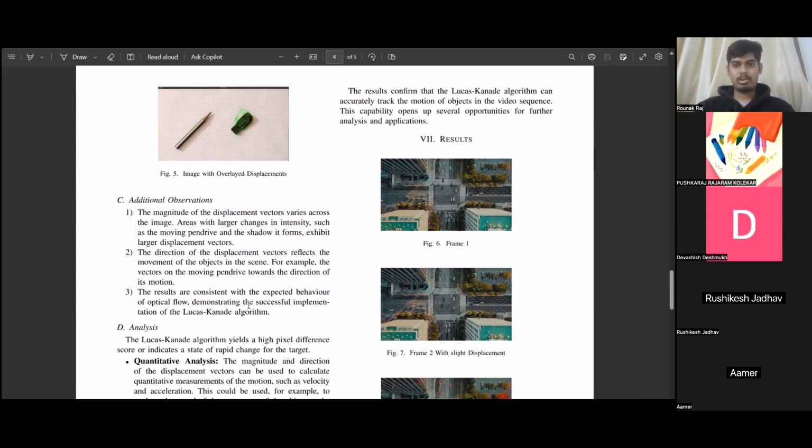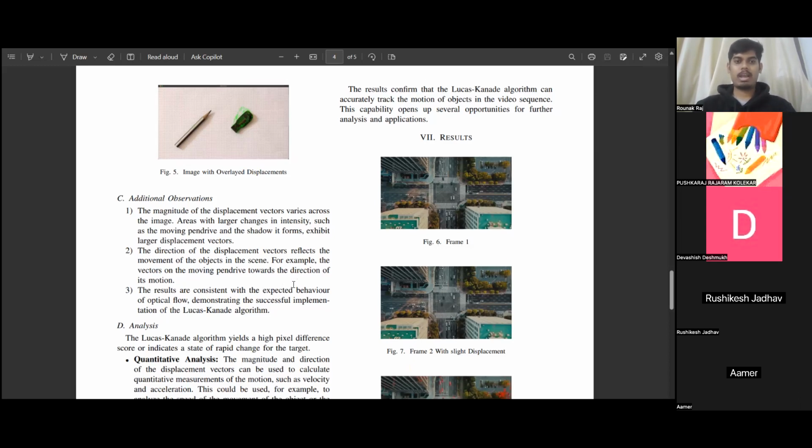The second observation was that the direction of the displacement vectors reflects the movement of the object in the scene. For example, the movement of the vector on the moving pen drive can be observed in the second part. And the third observation is that the results are consistent with the expected behavior of optical flow, demonstrating the successful implementation of the Lucas-Kanade algorithm.